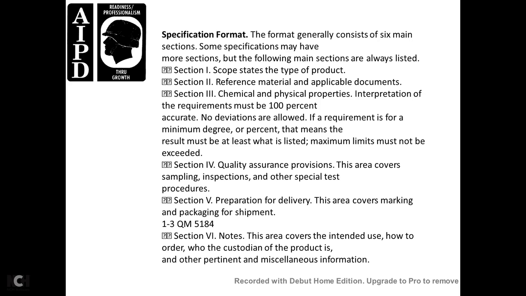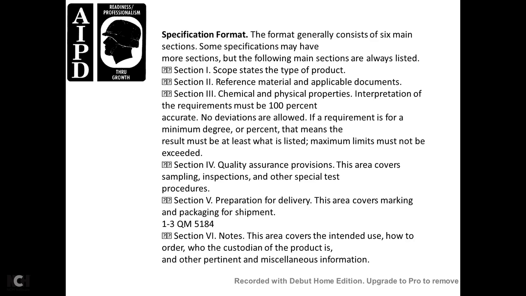Specification format. The format generally consists of six main sections. Some specifications have more sections. The following main sections are always listed. Section 1, scope, which covers the type of the product. Section 2, reference materials and applicable documents. Section 3, chemical and physical properties.